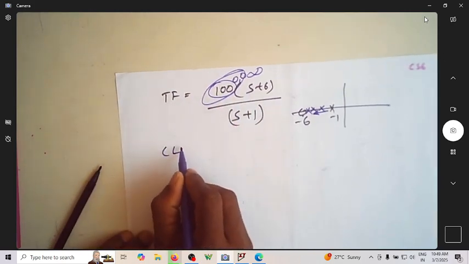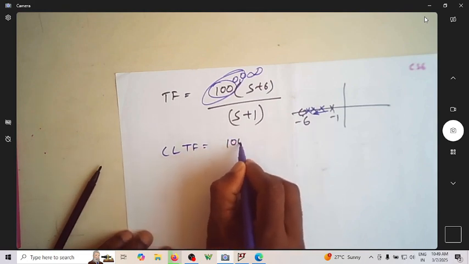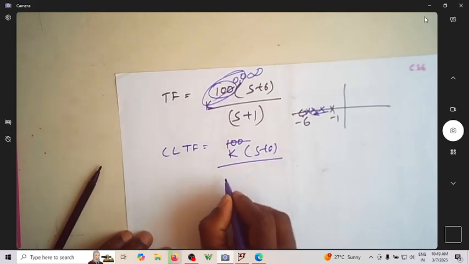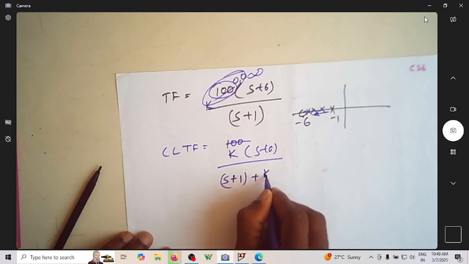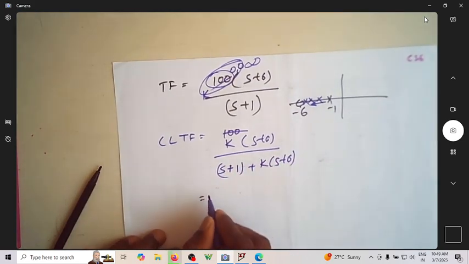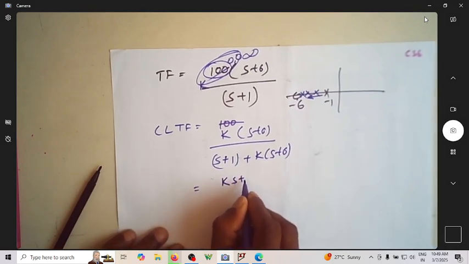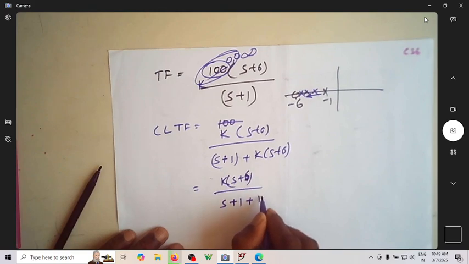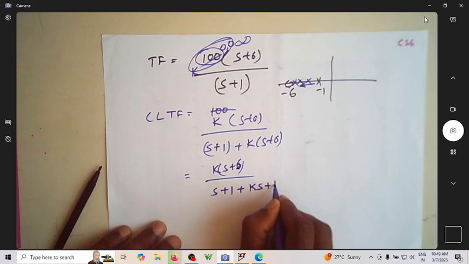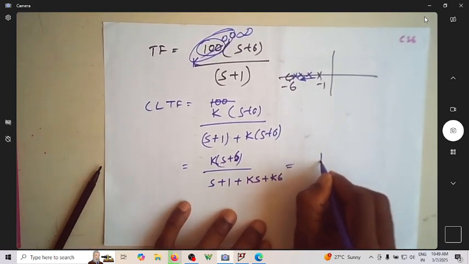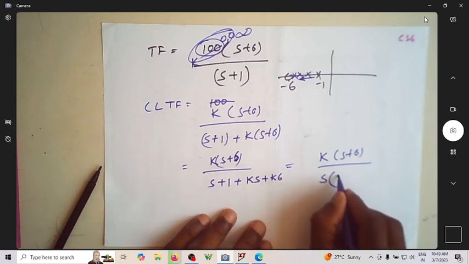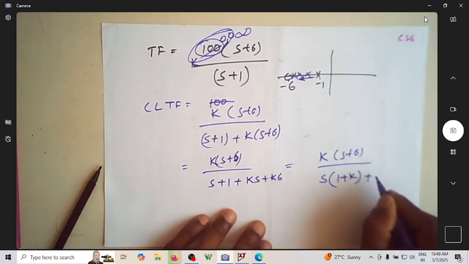So what is the closed loop transfer function? The closed loop transfer function is, let me say the gain is k, k into (s plus 6) divided by (s plus 1) plus k into (s plus 6). So then what is this? Is it not k into (s plus 6) divided by s plus 1 plus ks plus 6k? So then what will happen to this? It is k into (s plus 6) divided by, if I take k outside, 1 plus k plus of what?